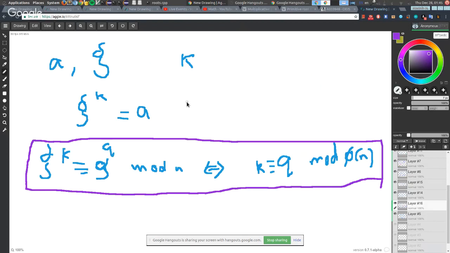So this was just one theorem. It's not directly related to the problem, but still useful to have. So the next would be solving this part here.